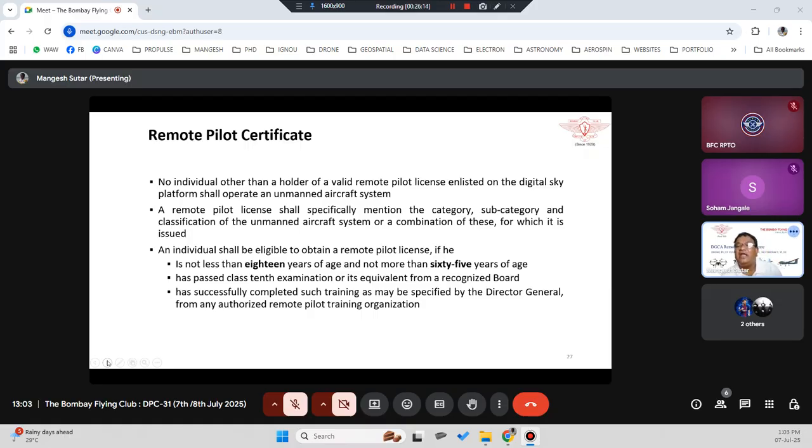Then he cannot take any action. He cannot say that you flew a drone over my farm without informing me. Got it? What I'm trying to say? Though it is a green zone, you can fly, but still that property belongs to somebody else. You have to take permission from them.